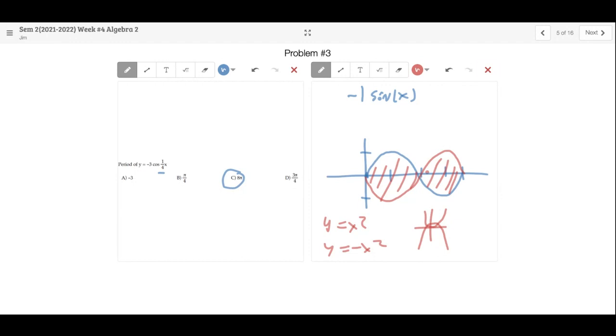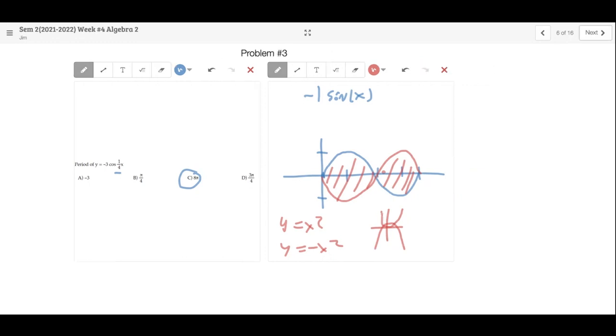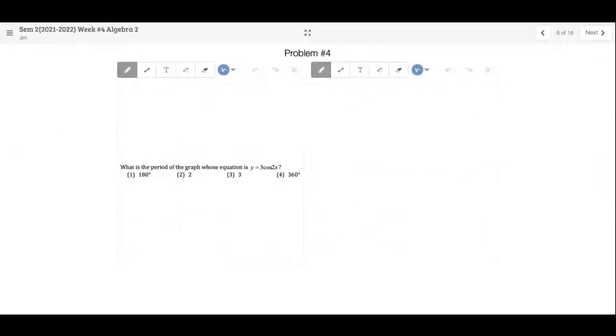Before I go on, any questions on any of the first three problems that we've done? Okay. All right. So let's go to the next one. Number 4. It says, what is the period of the graph whose equation is 3 cosine 2x? Now remember this answer because I think problem number 6 is exactly the same.